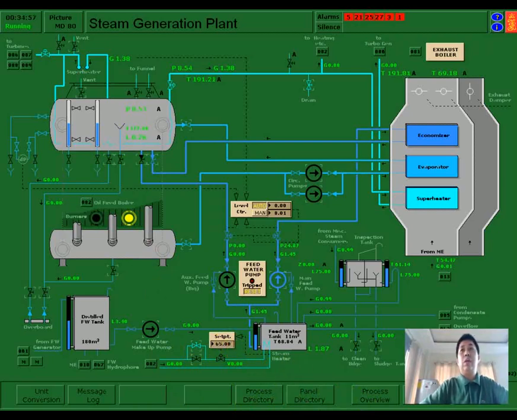I want to bring this one to 7 bar. So we discussed already the oil flow control, the airflow control, and the automatic feed water control. Now we will proceed to the automatic steam temperature control.